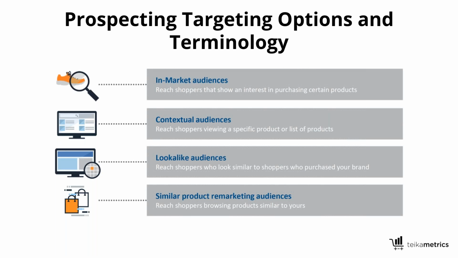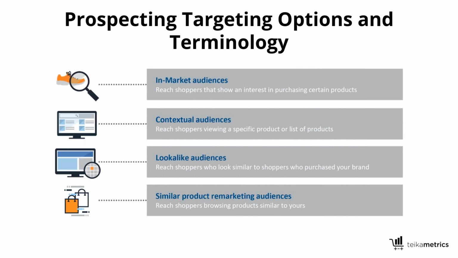Contextual audiences reach shoppers viewing a specific product or list of products. Again, this is getting a little bit more nitty-gritty, a little bit more granular, and reaching shoppers who are actually viewing specific products or a certain subset of specific products. So we're able to tap into that contextual audience. So in-market and contextual basically work together. In-market is a little bit more broad and contextual is a little bit more granular. So the audiences we're able to choose from are a tad bit specific.